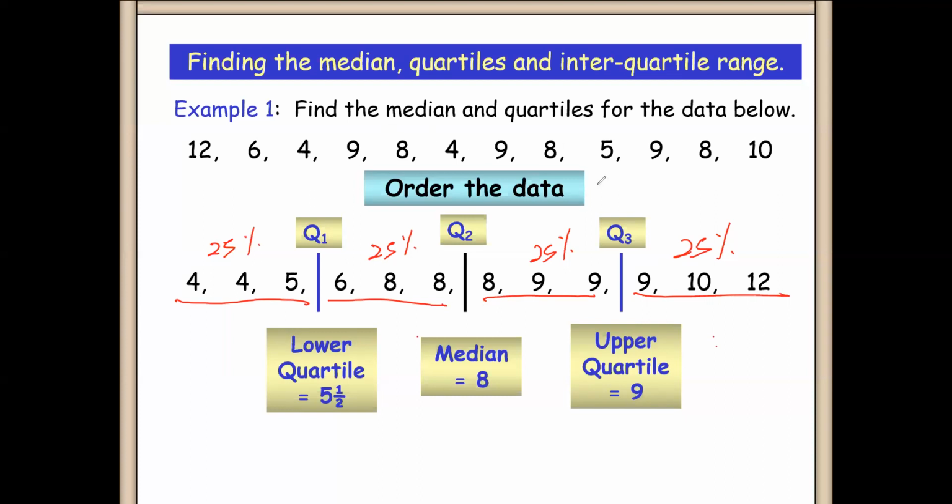Which means we can make a statement. I don't know what this data means, so let's assume this data was heights of something. So we can say 25% are taller than 9. Or we could say 75% is below 9. So quartile 3, you can speak about it as being 25% over or 75% below. If you go to quartile 2, you're basically splitting 50%, 50%.